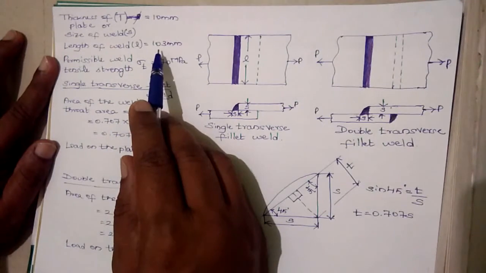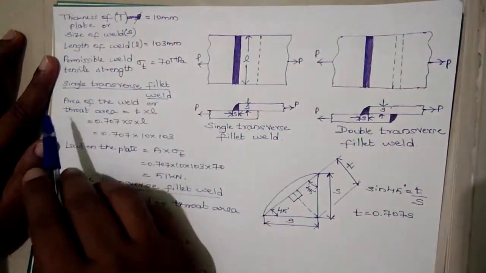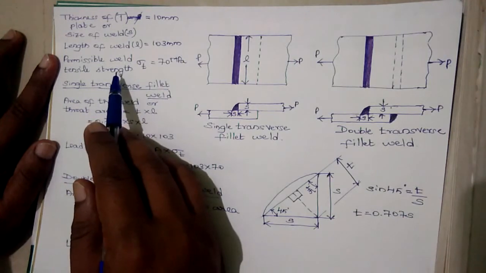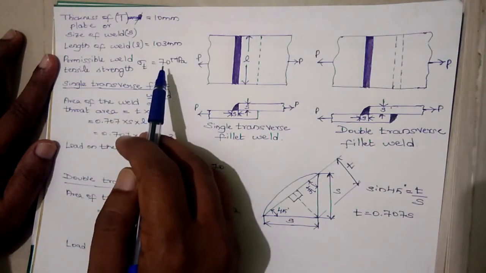The length of the plate is 103 mm. The permissible tensile strength of the weld material is 70 megapascal.